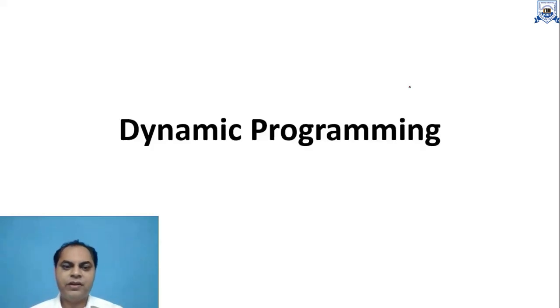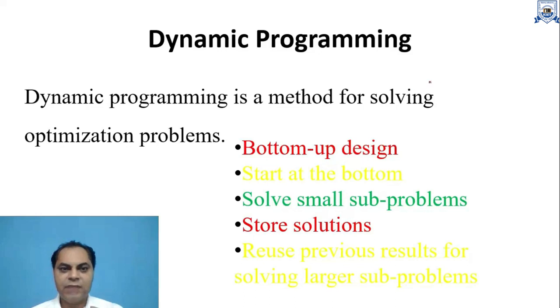Hello students, in this lecture we will discuss dynamic programming, and with the help of dynamic programming we will solve the matrix multiplication problem. So dynamic programming is a method that is used to solve optimization problems. Optimization problems are those problems in which we have more than one valid solution, and based on some criteria we decide which solution is better than others.